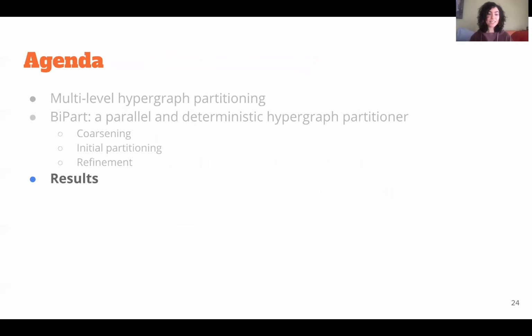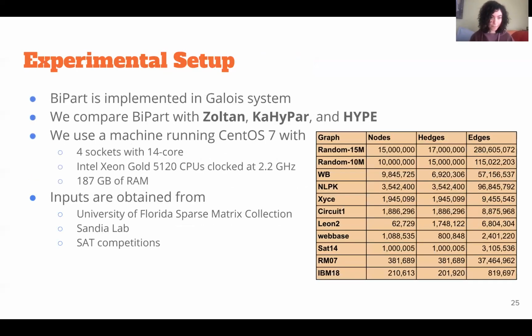All right, now let's go over the results and evaluation. We implemented Bipart in the Galois system, and we compare Bipart with Zoltan, K-Hyper, and Hype. Zoltan is a parallel algorithm. K-Hyper and Hype are serial.